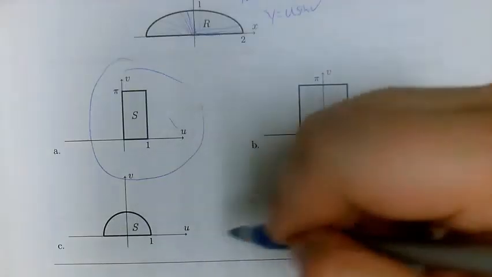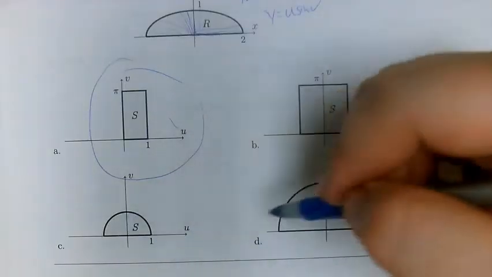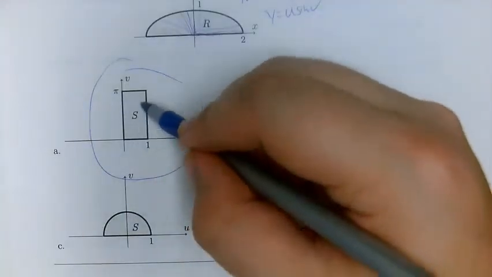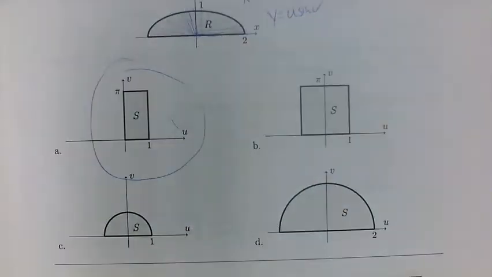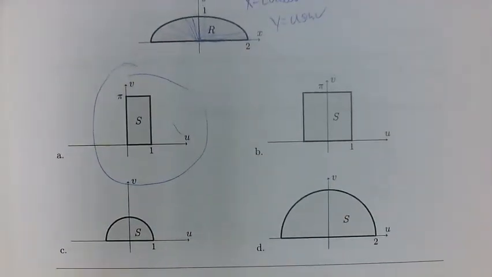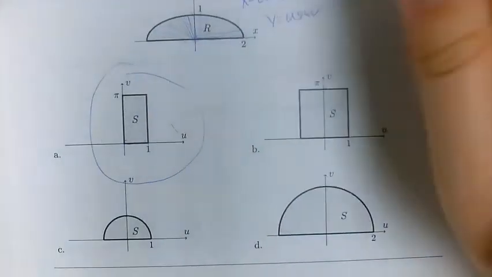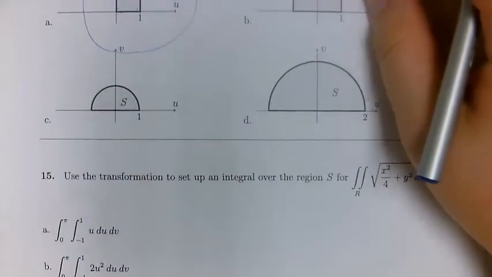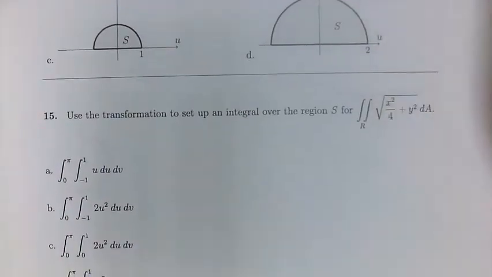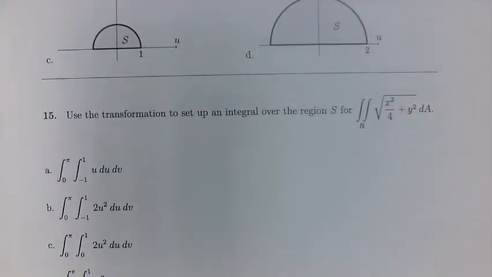It's tempting to pick one of these right here, but really we're just going to pick this. This is what's known as a polar rectangle, because r goes from 0 to 1, and then theta goes from 0 to pi. And then finally, we're going to use the transformation to set up this integral.